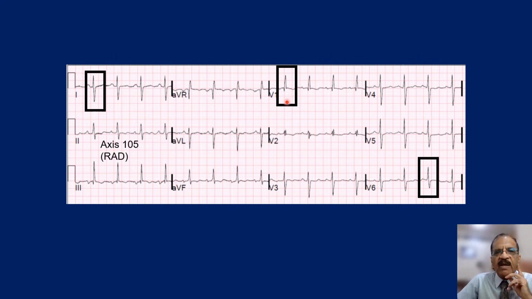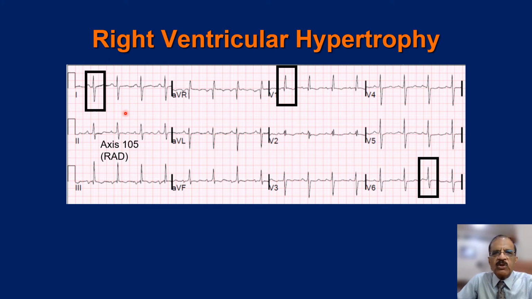And in V1, there's a tall R wave. This tall R wave in V1 also represents right ventricular forces. And there is no right bundle branch block pattern, because that will also produce similar changes. So right bundle branch block is not there. Right ventricular forces are predominant. So the diagnosis is right ventricular hypertrophy.